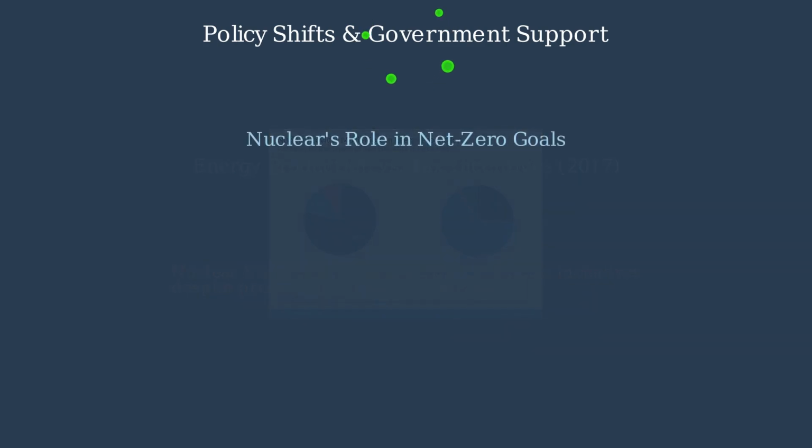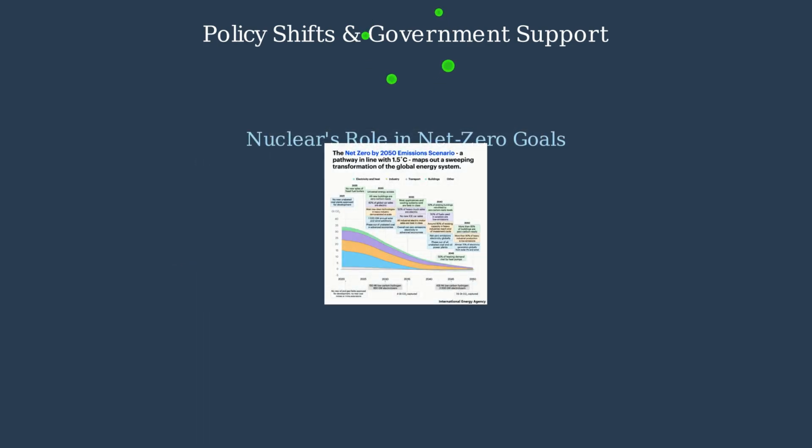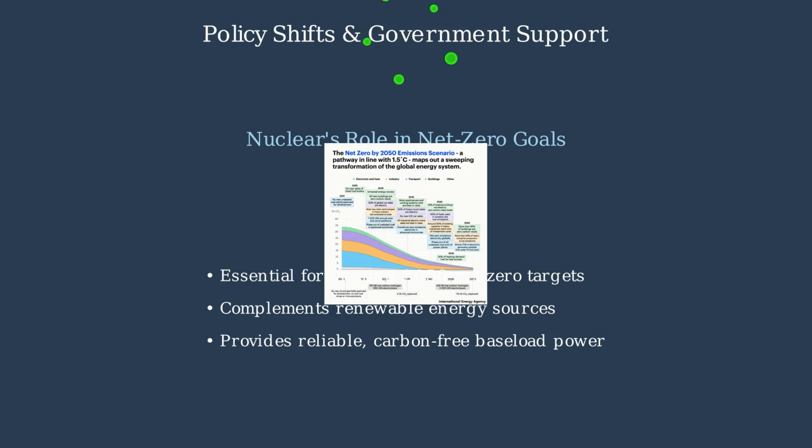Government support for nuclear power reflects the growing recognition of its critical role in achieving net zero emissions targets by 2050. Nuclear energy is essential for meeting climate goals as it complements renewable energy sources and provides reliable, carbon free baseload power that can operate regardless of weather conditions.